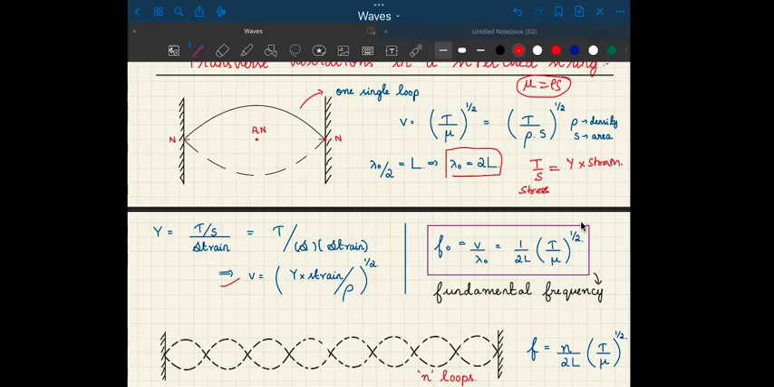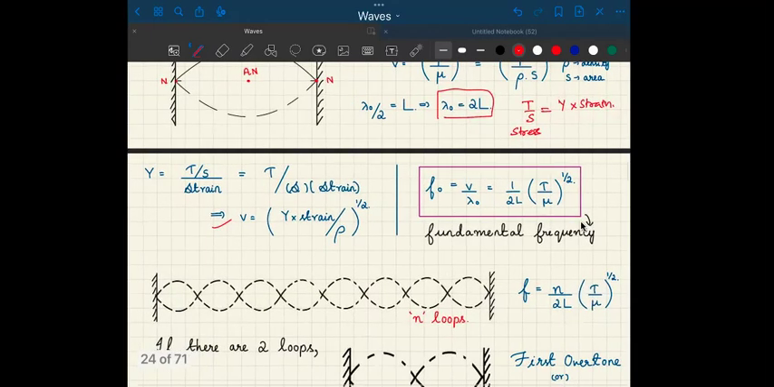Suppose the string is vibrating in N loops, the entire string between the rigid walls is vibrating with N such loops. Then the term that changes is lambda here. Velocity is still the same. So what happens is you have N loops. N times lambda by 2 is L. So where I have lambda, I will now write 2L by N. So the formula becomes N by 2L root T by mu.